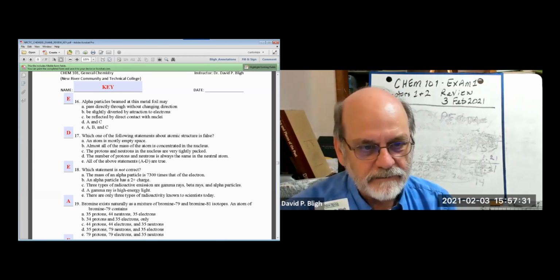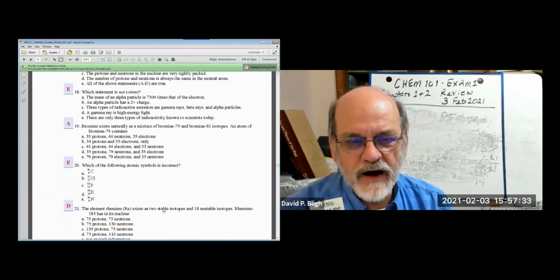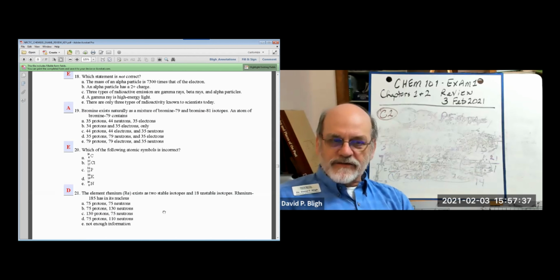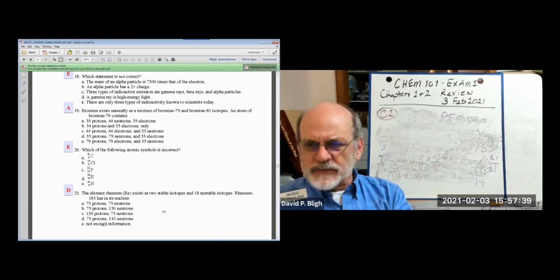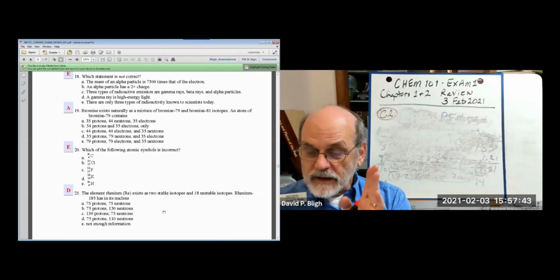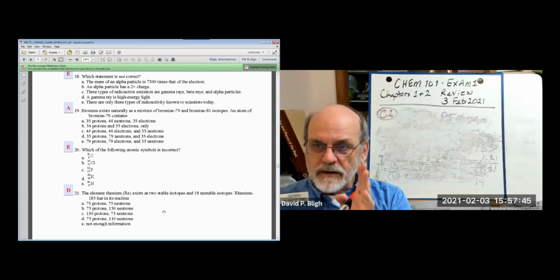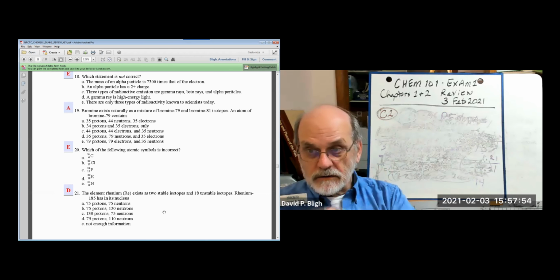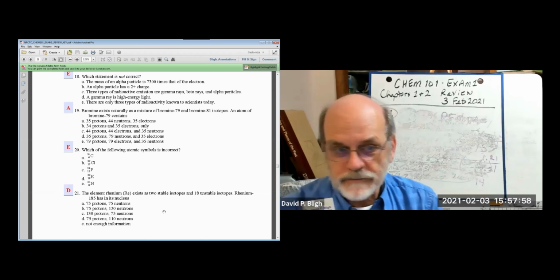How about 20? Which of the following atomic symbols is incorrect? All right, so how do you solve this problem? Well, you got the symbols, right? And remember, the symbols and the number of protons, or the atomic number in the lower left-hand corner, they have to match, indicate one another. So let's look at those first.